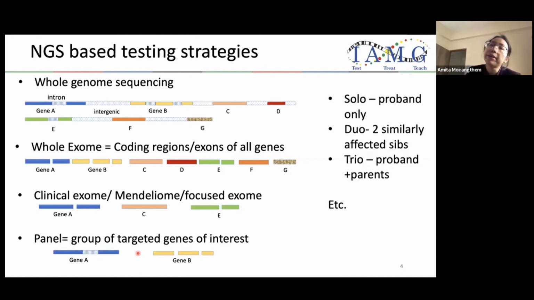Then, depending on the different strategies or approaches applied in each family, we can either sequence only the proband, which is singleton sequencing or solo sequencing, which can be exome, genome, etc. It can be duo sequencing, where we can select two affected siblings, or a similarly affected father and son duo, etc. Then we have trio sequencing where the proband is sequenced along with his or her parents. So these are different strategies, and we can have various permutations and combinations depending on the family pedigree and availability of the samples.